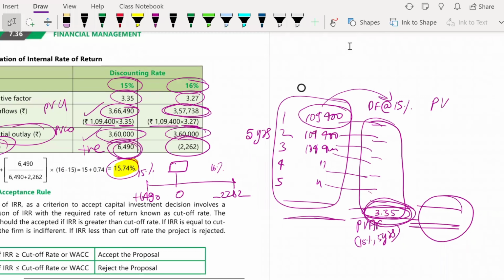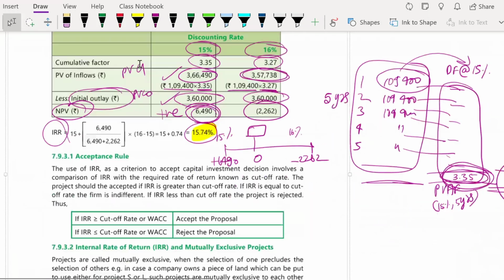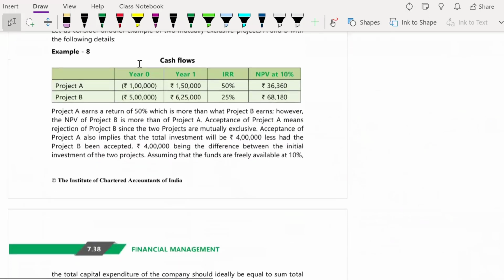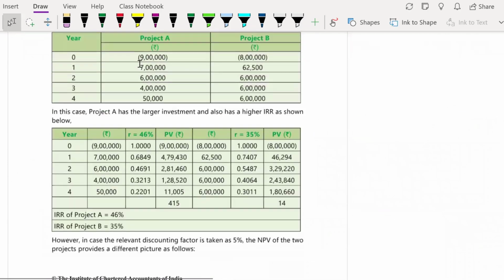Have you all understood what PVAF is and also how you find out IRR in this case? Let's move on to the next illustration. Can I get a yes quickly?